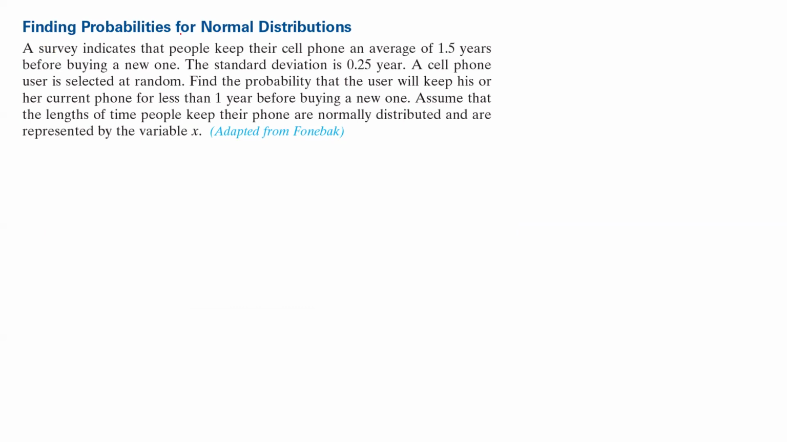In this question, we are trying to find a probability for a normal distribution, and I'll show you how to use x and also z to do the computation. A survey indicates that people keep their cell phone an average of 1.5 years before buying a new one. The standard deviation is 0.25 year. A cell phone user is selected at random, so just one. Question says find the probability that the user keeps his or her current phone for less than 1 year before buying a new one.